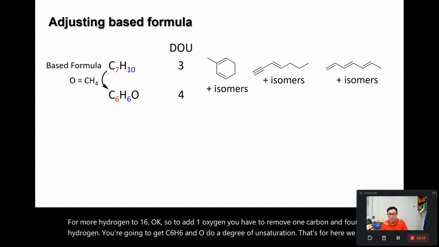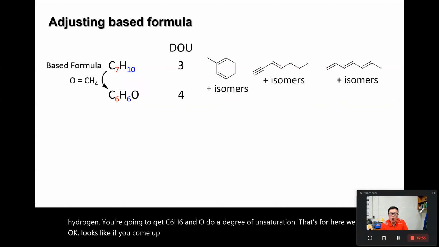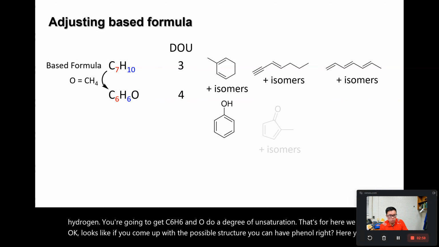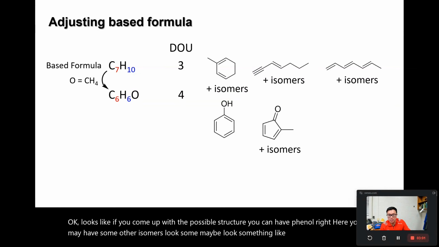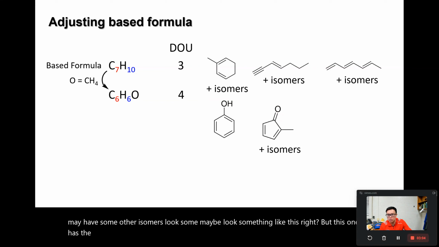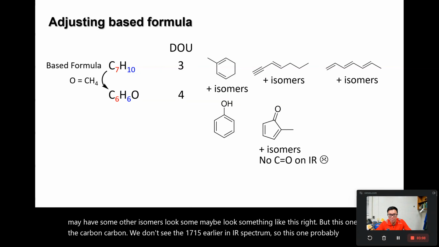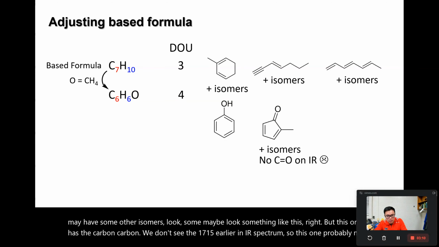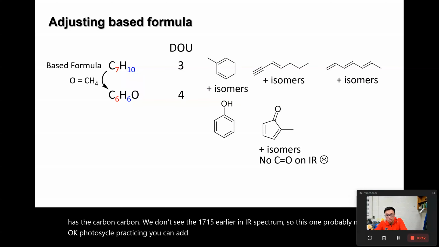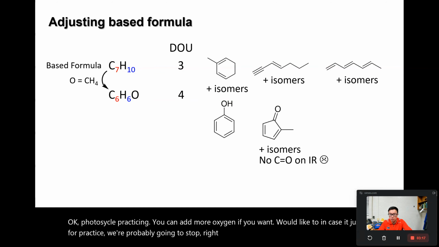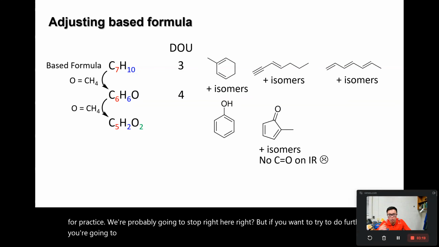Okay, if you come up with the possible structure, you can have phenol right here. You may have some other isomers, maybe something like this. But this one has the carbonyl carbon. We don't see the 1715 earlier in the IR spectrum, so this one is probably no. For the sake of practicing, you can add more oxygen if you would like to. In case it's just for practice, we're probably going to stop right here. But if you want to go further, you can add oxygen, remove another CH2. You get a DOU of 5, but it's probably not going to be too large.